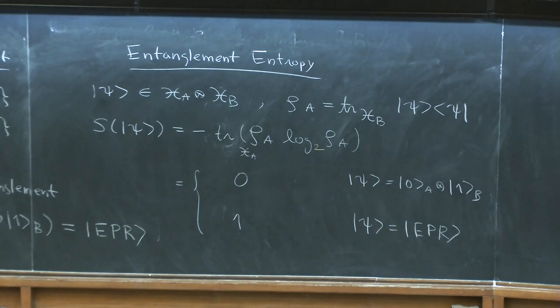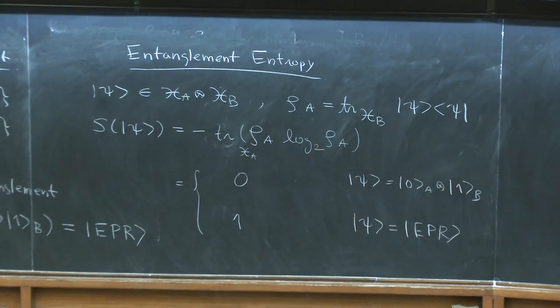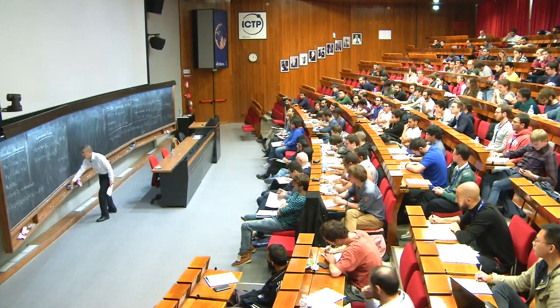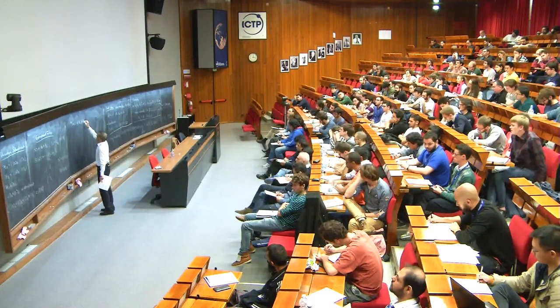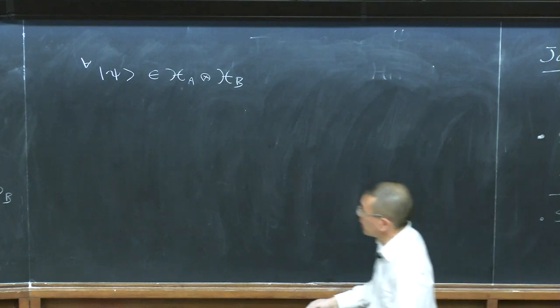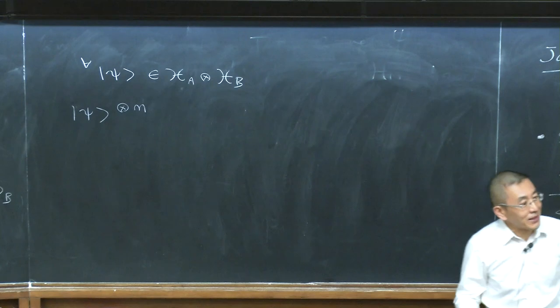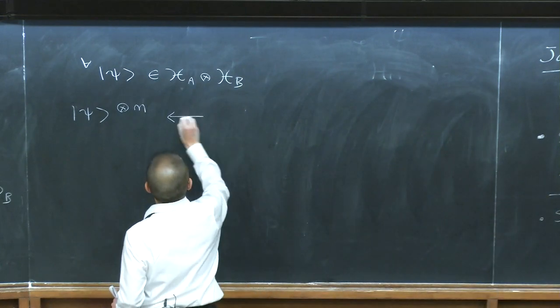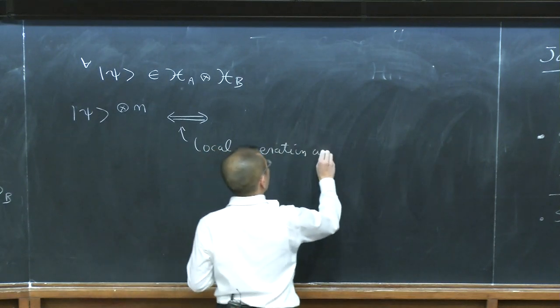In fact, in some sense, entanglement entropy defined in this way is measuring how many EPR pairs you have between these two Hilbert spaces. It is because you can prove the following theorem. I'm not going to prove it, but you can find the proof in the literature. Suppose I pick any state in this tensor product. It can be any superposition of these states in this Hilbert space. But then I consider n copies of these Hilbert spaces, and I consider the n-fold tensor product. And then what I'm going to do is what information theorists call local operations and classical communication.